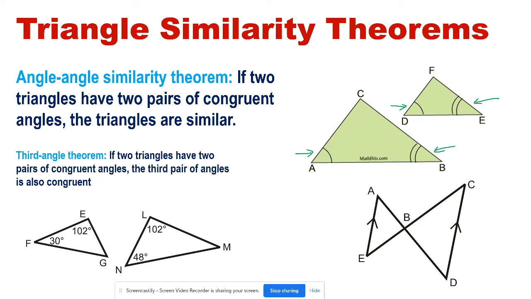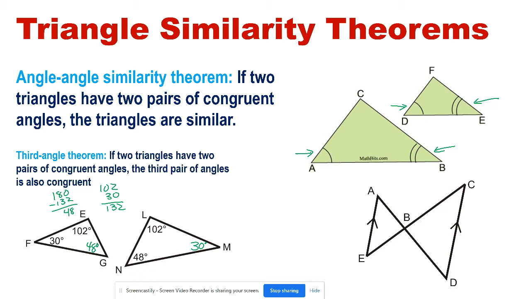We don't know one angle in each triangle, but we can figure it out. We can take 30 and 102 and add those together, and that's going to give us 132. We subtract that from 180, and we find that our missing angle of EFG is 48 degrees. And you can see now that this has a 102 and a 48. So does LMN. It has a 102 and a 48. So if we add 102 and 48 and subtract from 180, we should end up with 30. So if you know two angles are the same between two triangles, the third angle is also going to be the same.